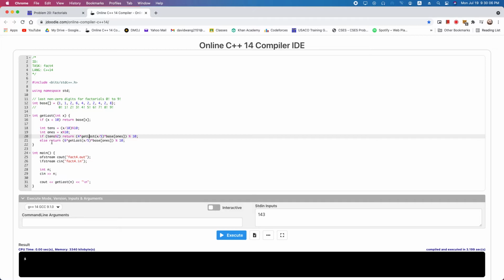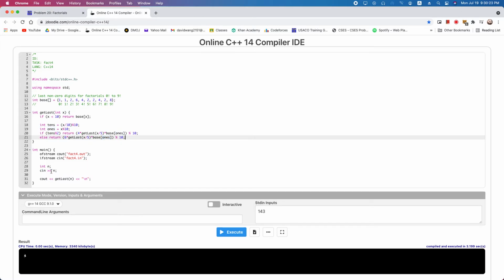And if the tens digit is even, we multiply by 6 instead, and still use the same thing: get last of x divided by 5, and multiply that by the last non-zero digit for the ones digit of x, also modulo 10. So after you read the input n, all you need to do is print out getLast of n. This will cause the whole thing to go through a recursion, and we keep going until we've reached x smaller than 10.